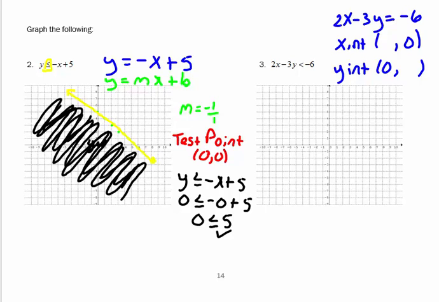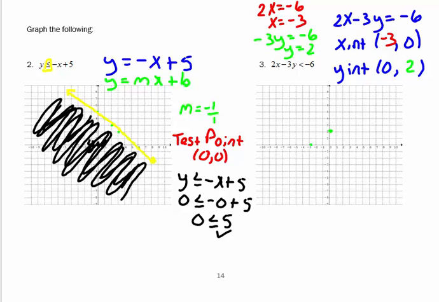So if I put a 0 in for y, I end up with 2x equaling negative 6. So my x-intercept is going to be negative 3, 0. If I put a 0 in for x to find my y-intercept, I get negative 3y equals negative 6. So y is going to equal positive 2. So I have an x-intercept of negative 3, 0 and a y-intercept of 0, 2. So negative 3, 0 is there and 0, 2 is right there.